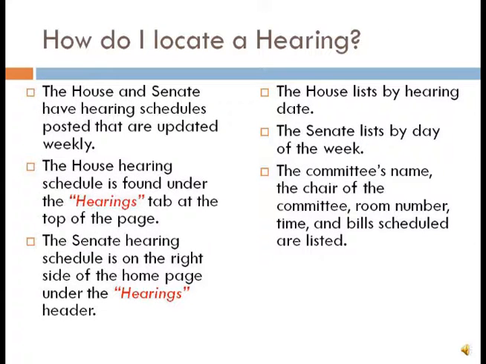How do I locate a hearing? The House and Senate have hearing schedules posted that are updated weekly. The House hearing schedule is found under the Hearings tab at the top of the page. The Senate hearing schedule is on the right-hand side of the home page under the Hearings header. The House lists by hearing date, the Senate lists by day of the week. The committee's name, the chair of the committee, the room number, the time, and the bills scheduled are listed.